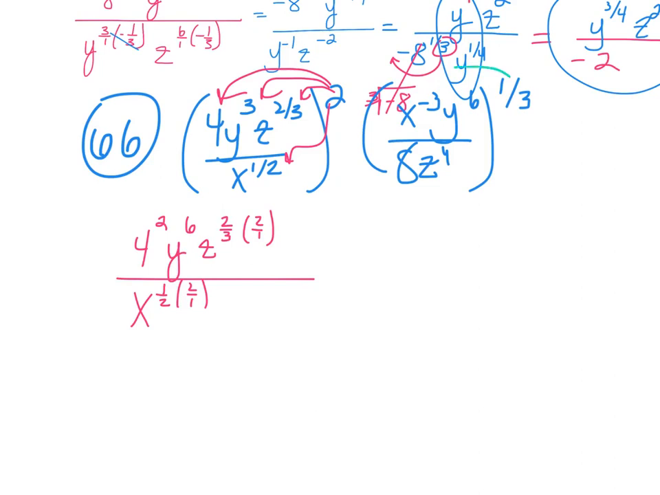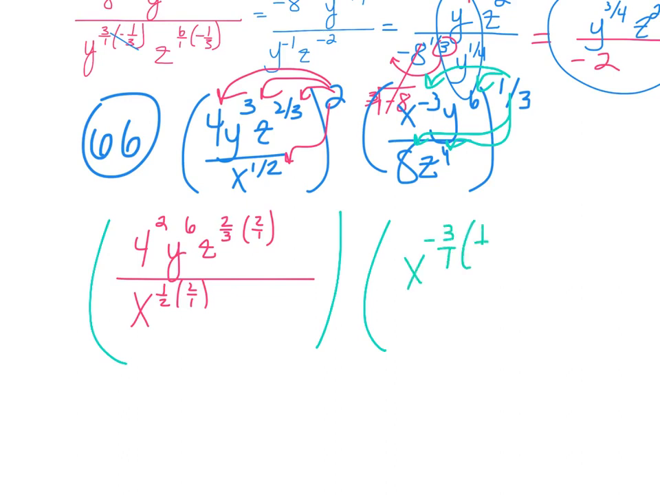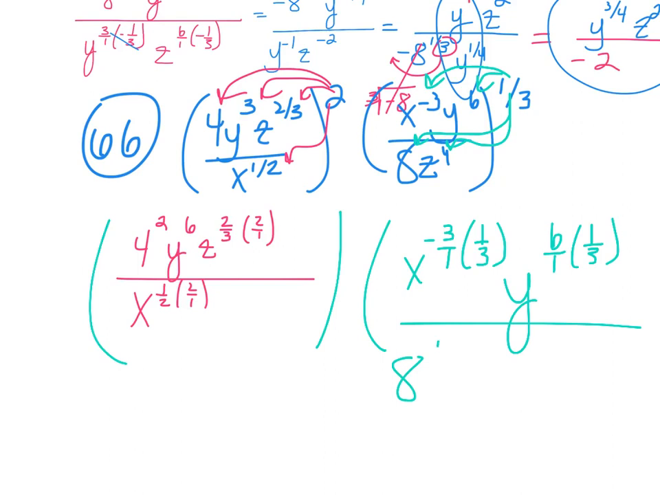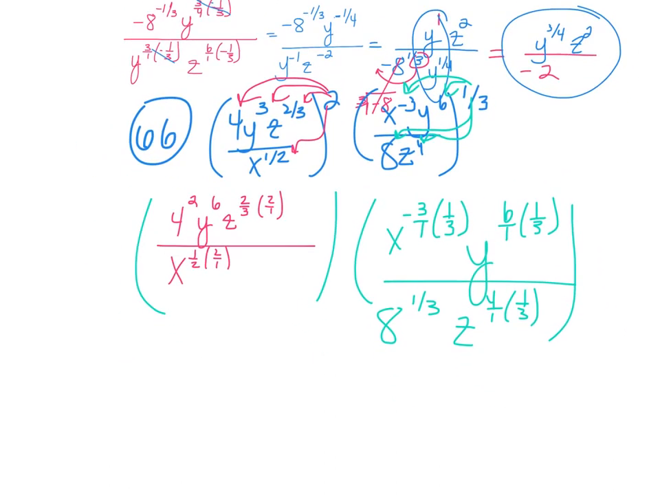Now I take my 1/3. I'm going to do the exact same thing when I distribute to everything, top and bottom. So I have x to the negative 3 over 1 times 1 over 3. Y to the 6 over 1 times 1 over 3. On the bottom, I have 8 to the 1/3, z to the 4 over 1 times 1/3. And then we're just going to clean it up.